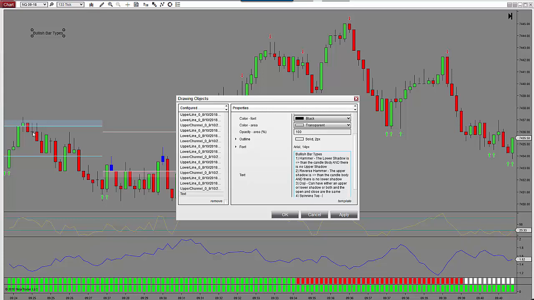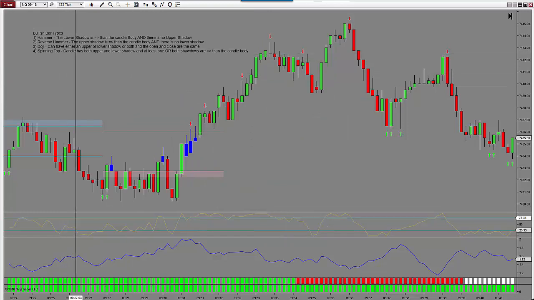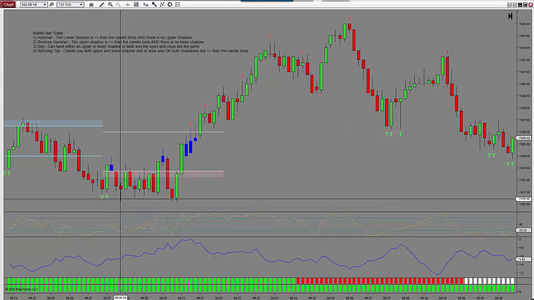Where you have both upper and lower shadow, and at least one or both shadows are equal to or greater than the candle body. Okay, that makes sense? And so here's an example of a spinning top.